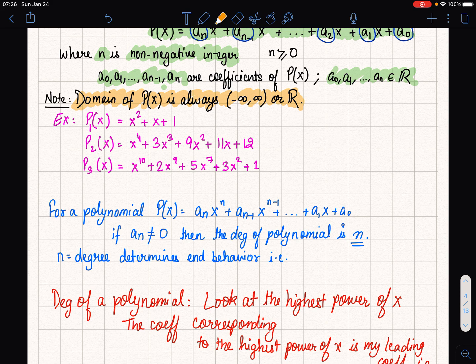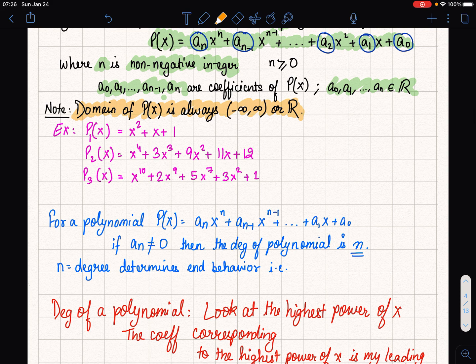First example is P1 of x. P1 of x is x squared plus x plus 1. Then we have another example of a polynomial function, that is x power 4 plus 3x cubed plus 9x squared plus 11x plus 12. Then the third example is x raised to power 10 plus 2x power 9 plus 5x power 7 plus 3x squared plus 1.